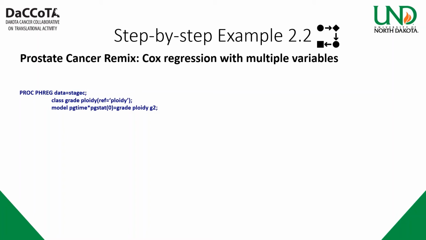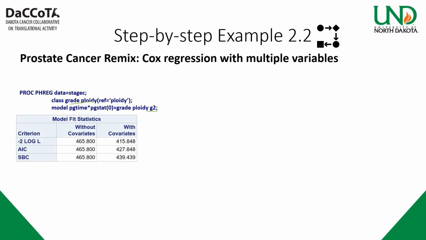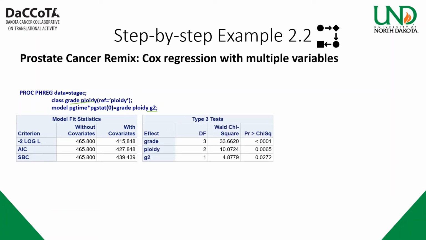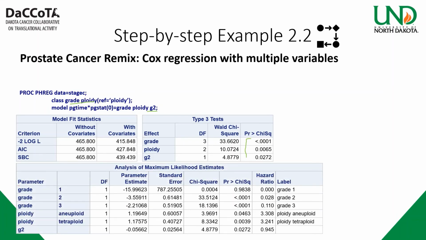We're going to try this with just grade and ploidy as classes and then G2 as our numerical or continuous variable. And then here is an AICC, or sorry, AIC, and all these are significant. So it's a little bit smaller model. And then I'm going to look at the maximum likelihood, grade 1, 2, and 3. We can see here, I think it's all compared to grade 4. So this wasn't significant, but 2 and 3 were, so they had a lot lower hazards.